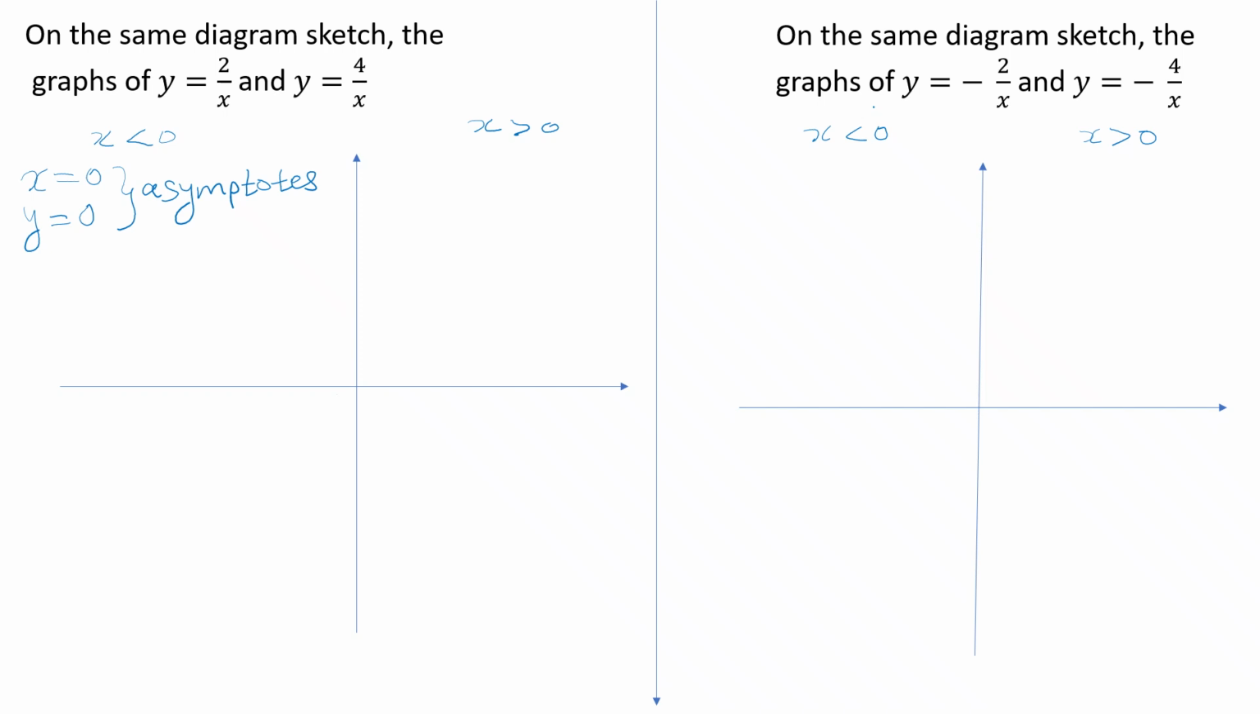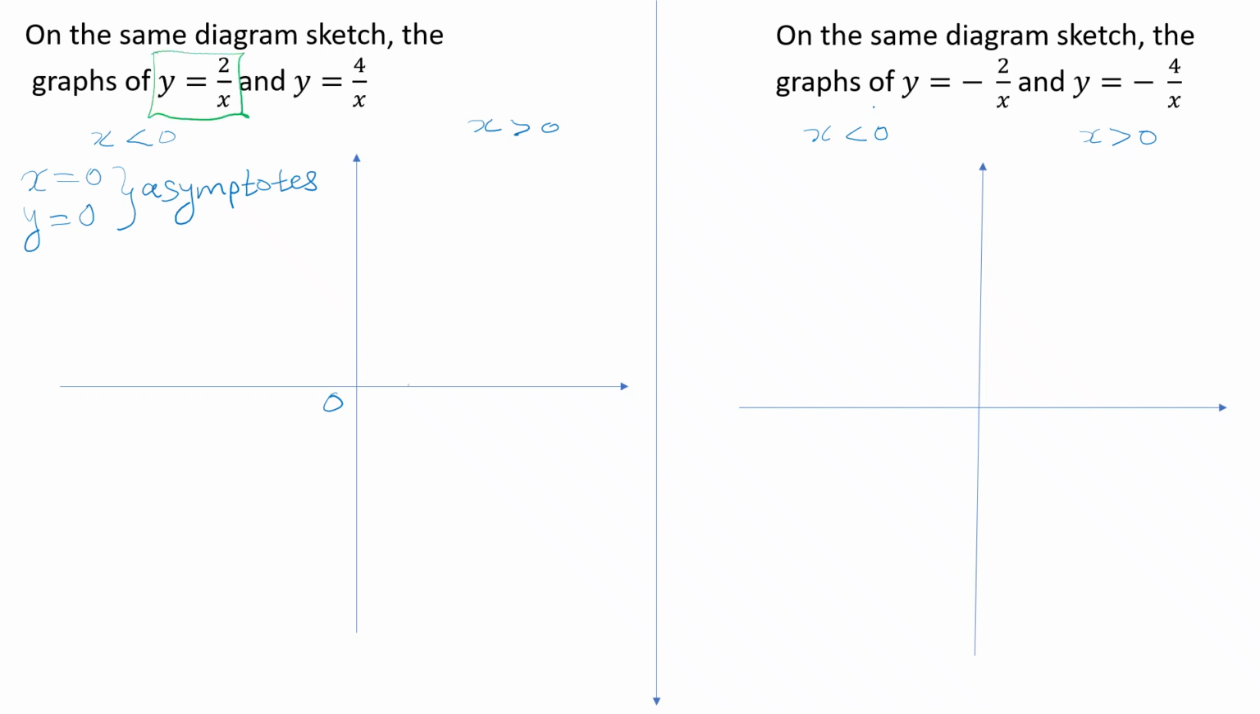So the graph never touches the x-axis and y-axis. So let's draw the graph. I'm going to draw y equals 2 over x in a green line.